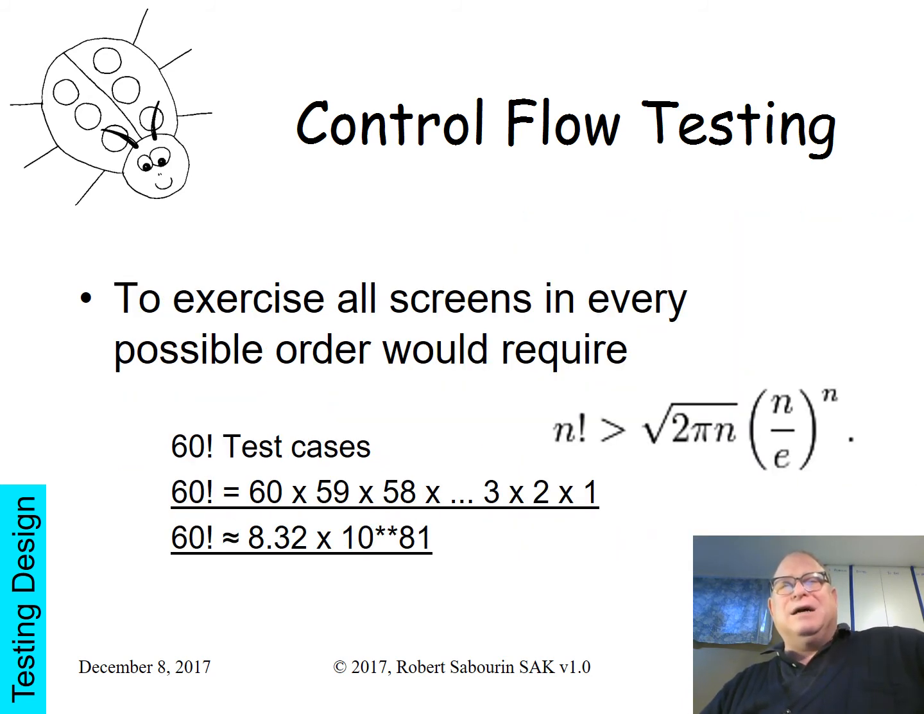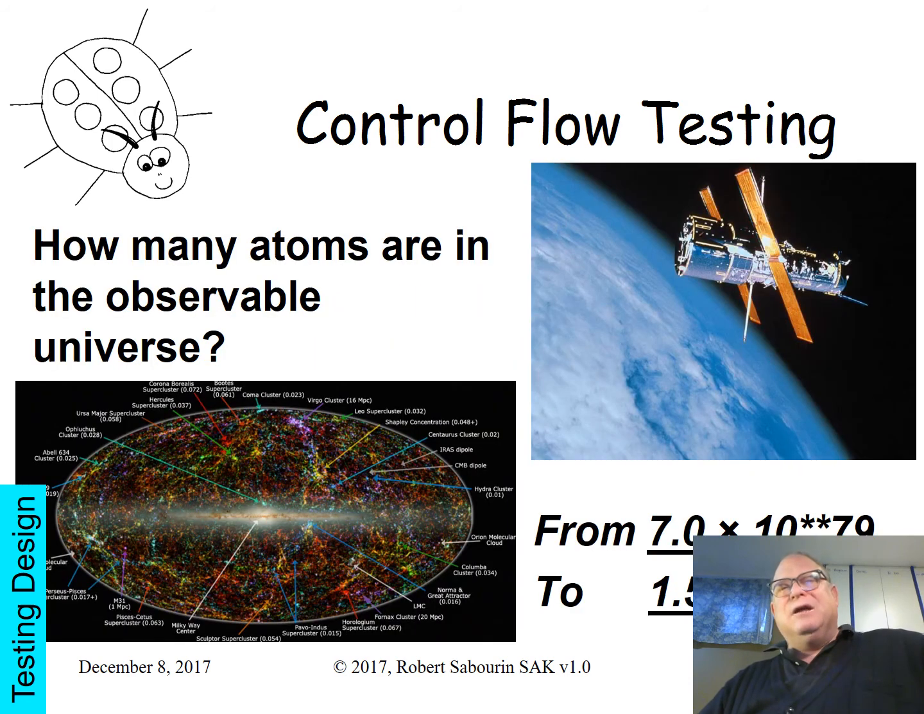When doing the math, it worked out that there would have been 60 factorial possible cases in all, which is 8.32 times 10 to the 81. And unfortunately, that's a bit too many test cases. In fact, if you take a look at NASA's work with Hubble, they estimate there are between 10 to the 79 and 10 to the 82 atoms in the visible universe.